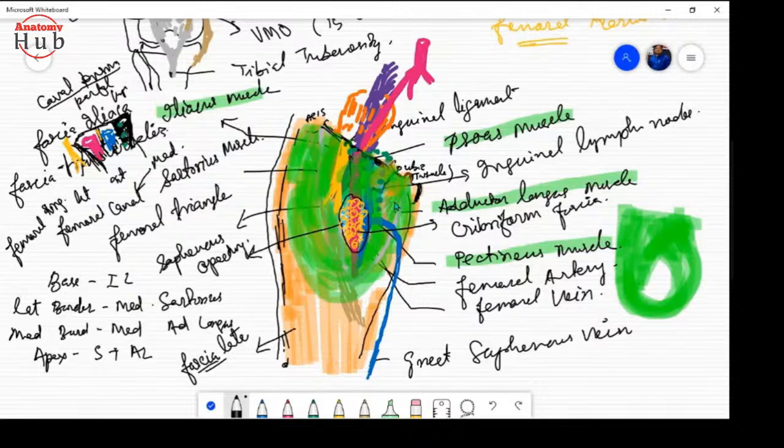What is the roof? The roof is formed by the fascia lata, the superficial fascia, the cribriform fascia, the skin, and the fat, right? All of them make up, along with the great saphenous vein, the roof of the femoral triangle. Okay, any doubt up to now? Here we have completed the femoral triangle and the anterior compartment of the thigh.